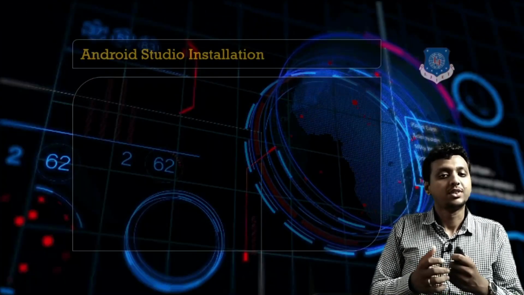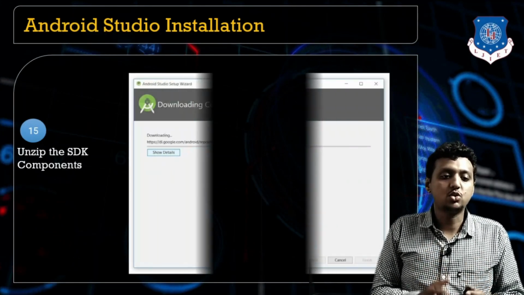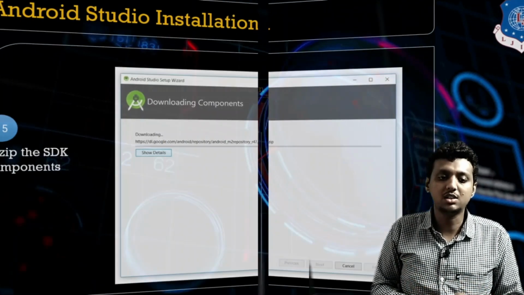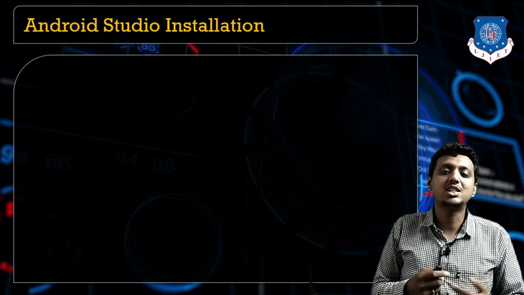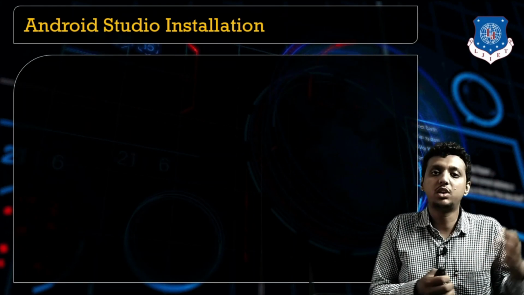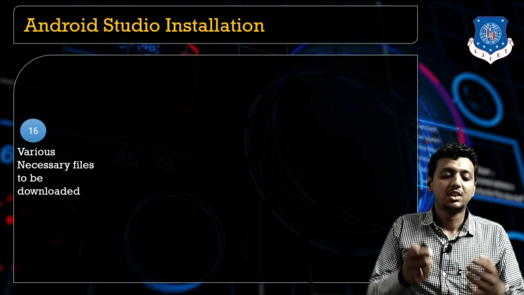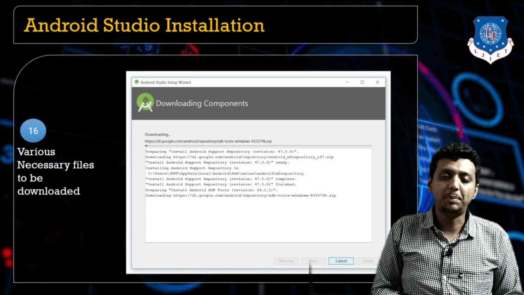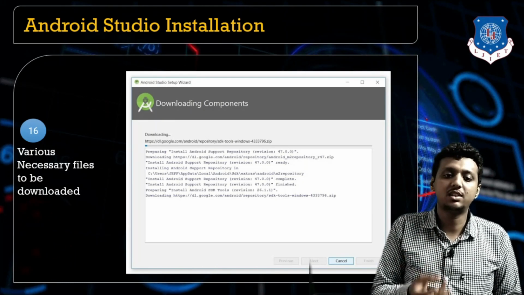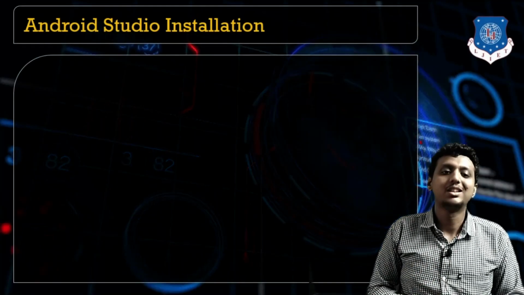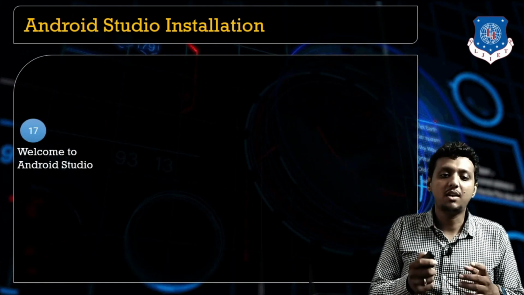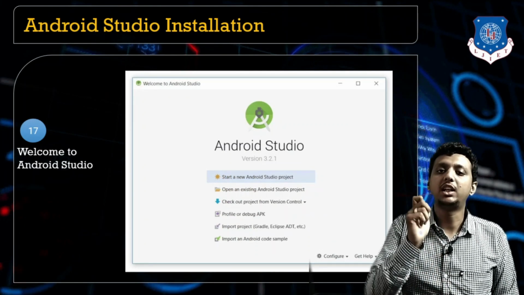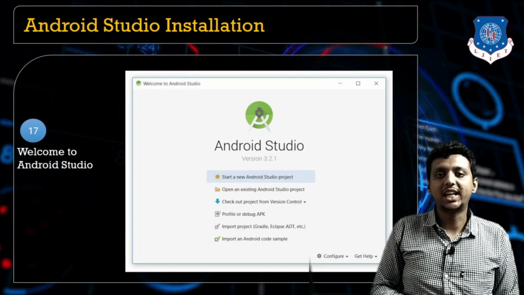Okay, now the next thing, students, is that you need to unzip the SDK. Android Studio is unzipping the SDK components. So this screen is all about unzipping the SDK components that it downloaded in the previous steps. Now the next step is various necessary files to be downloaded. After unzipping the SDK components, it is downloading the necessary files for the SDK tools, and then this is the complete setup of Android Studio. Once your Android Studio is completely installed, you will get this screen.